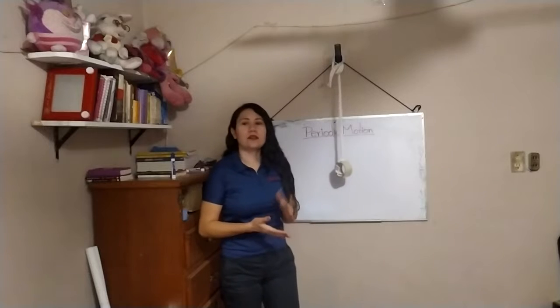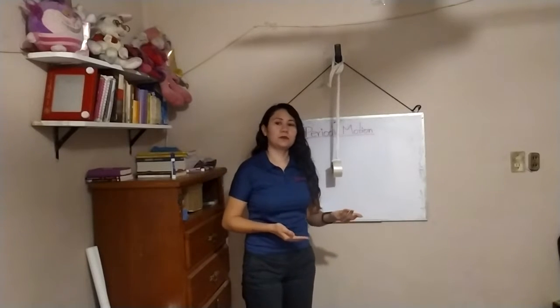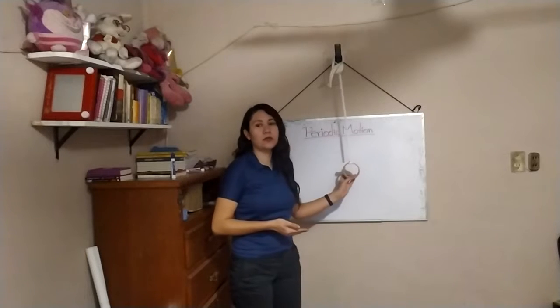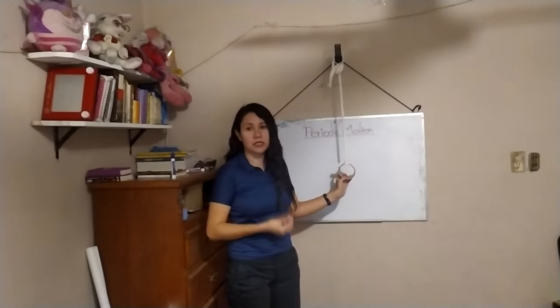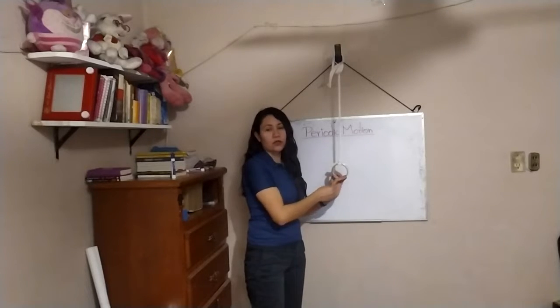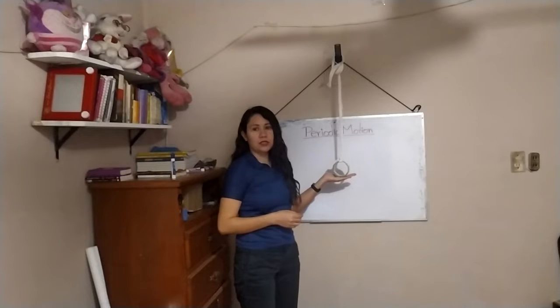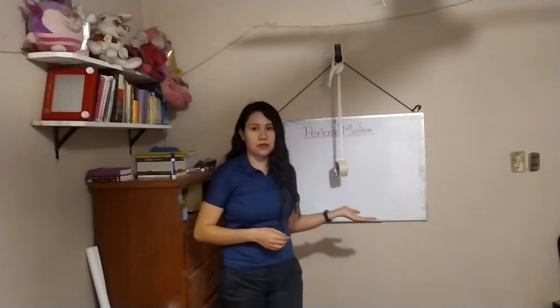Now, there are different elements to periodic motions. The first one we are going to be talking about is position. The original position is called the resting position. This is the position the object is in when there is no force exerted on it.